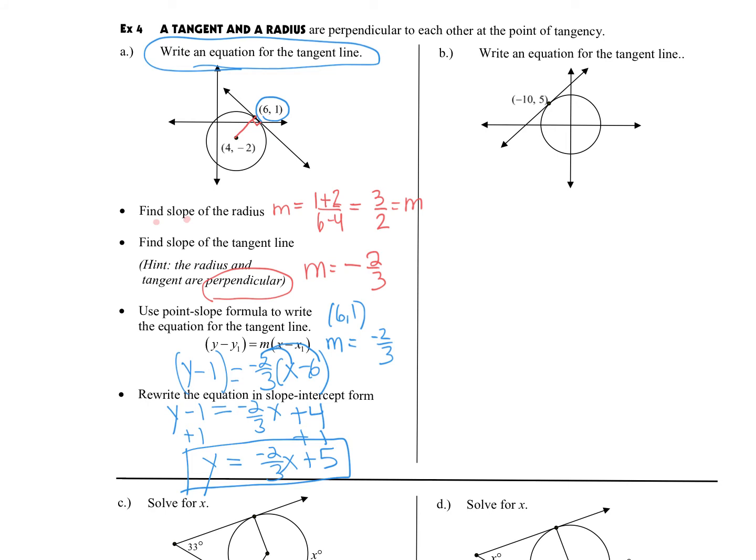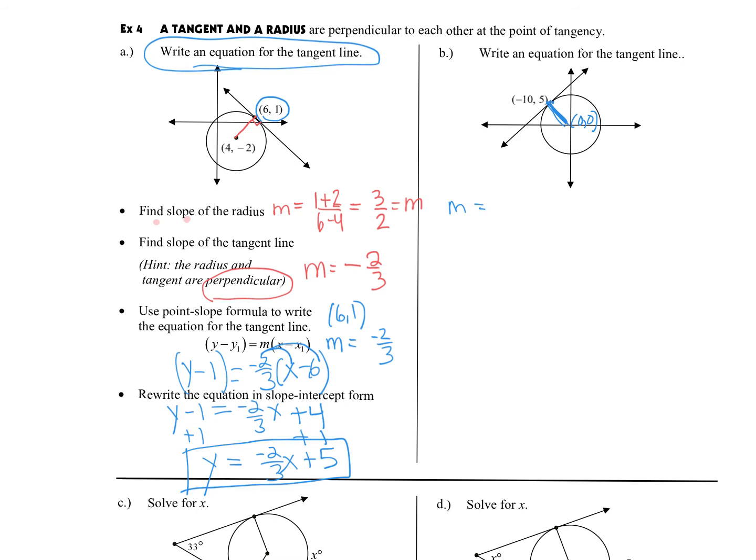All right, let's look at another one. This one, the steps are not written out for us, but we are going to do the exact same process. So we're going to take m, if we look at this, we're going to first find the slope here between the center of the circle and the point of tangency.